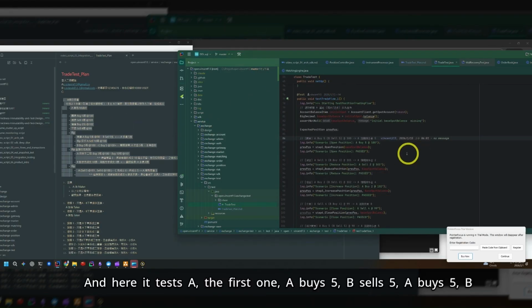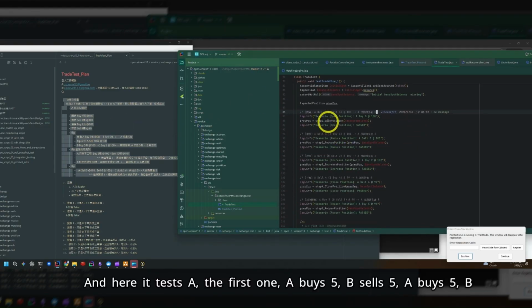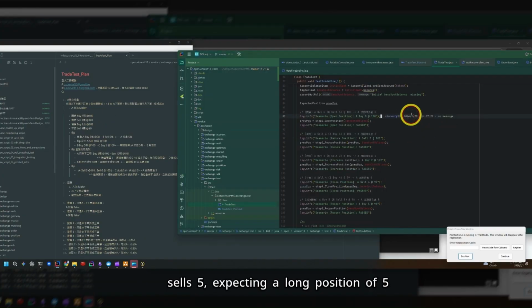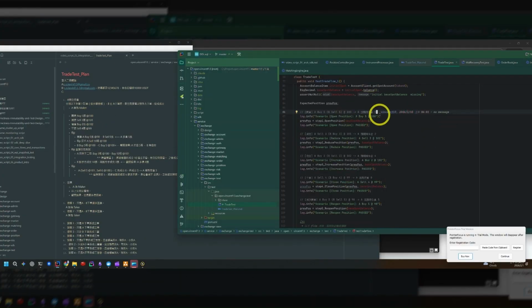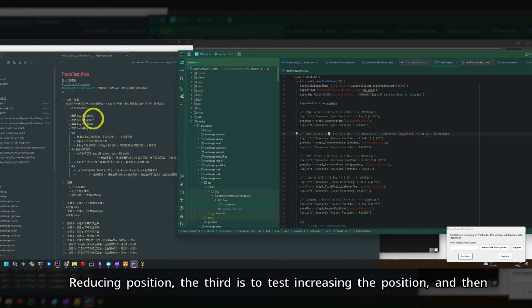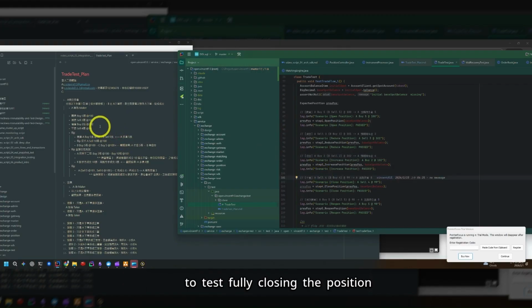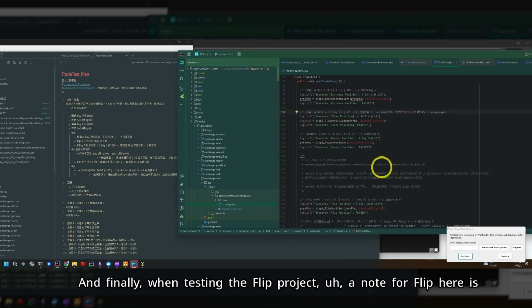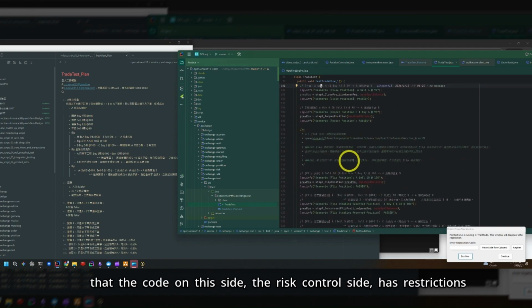And here it tests A, the first number 1, A buys 5, B sells 5, expecting a long position of 5. The second is to test closing part of the position. Reducing position, the third is to test increasing the position, and then to test fully closing the position. And finally, when testing the flip project, a note for flip here is that the code on this side, the risk control side, has restrictions.